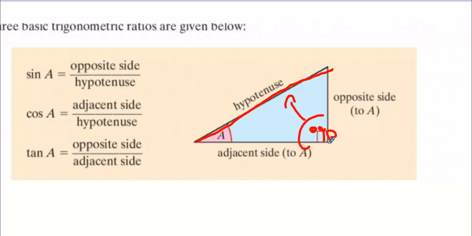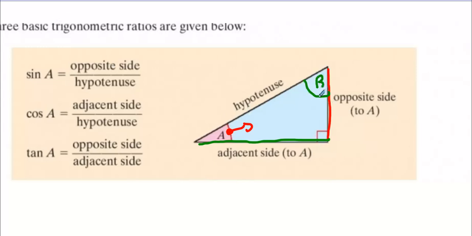Everybody got that? The angle you're using, which in this case is angle A. Angle A is this angle down here. And what does A look directly at? It looks at this side here, which is now called the opposite side. And then the last side is what, guys? The adjacent.